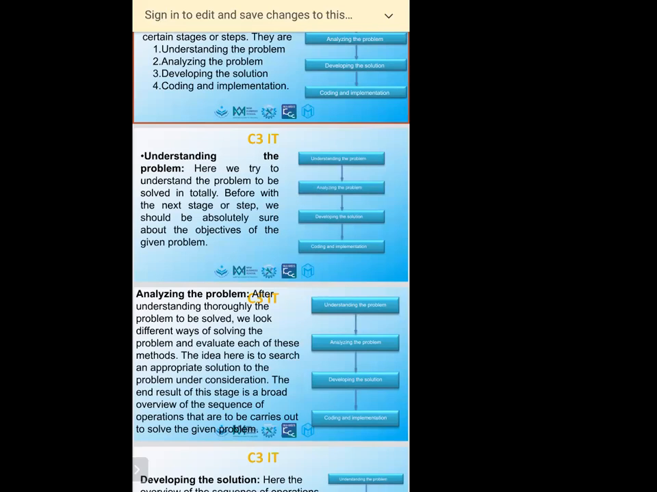Likewise, you have to analyze the problem. Then you will have the step-by-step solutions. So what is the step-by-step work we have to carry out? This is called analyzing the problem. The first one is understanding the problem. Then the second one is analyzing the problem.